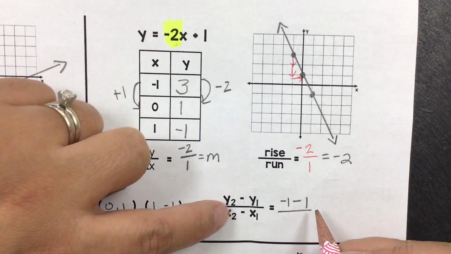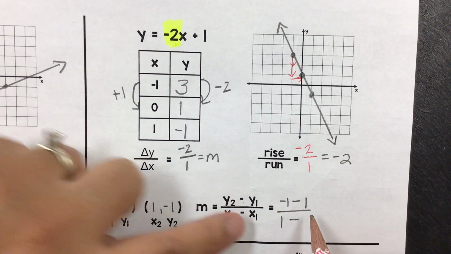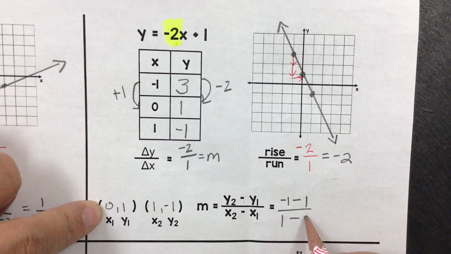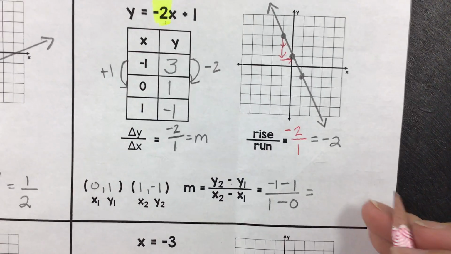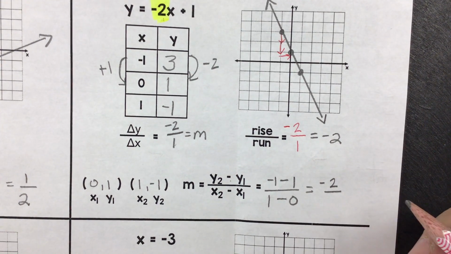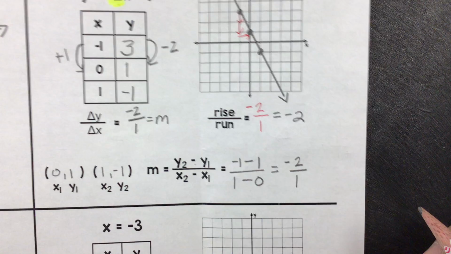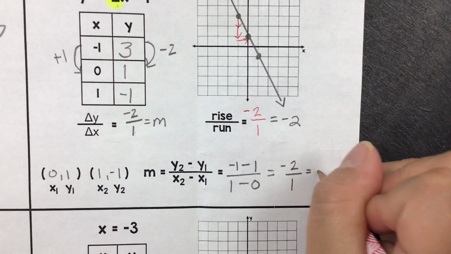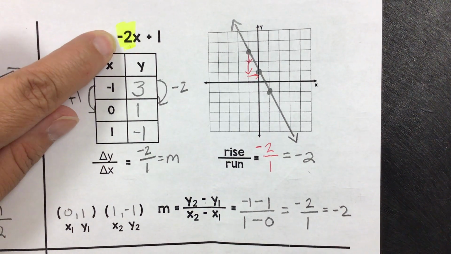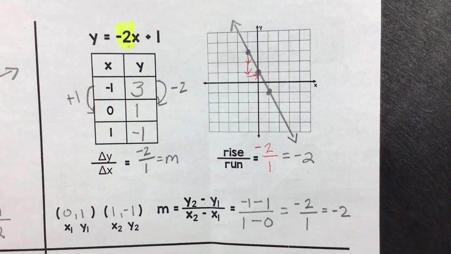divided by x2, 1, minus x1, which is 0. Negative 1 minus 1 is a negative 2. 1 minus 0 is 1. When you simplify that fraction, negative 2. Like I've mentioned, the equation gives us the answer. We're just practicing the different methods to get that answer.